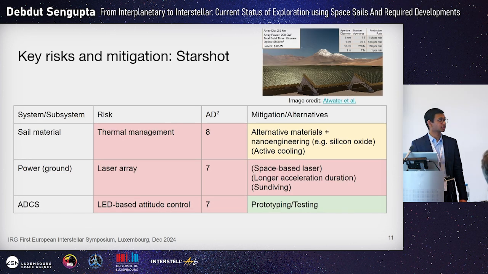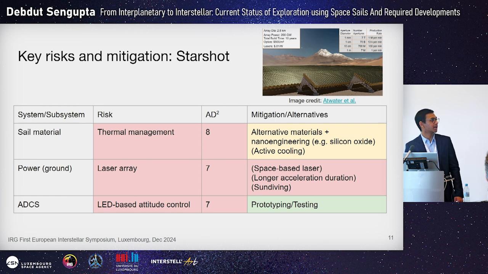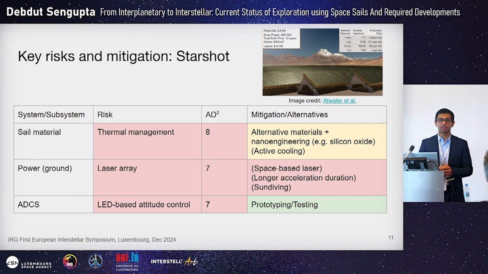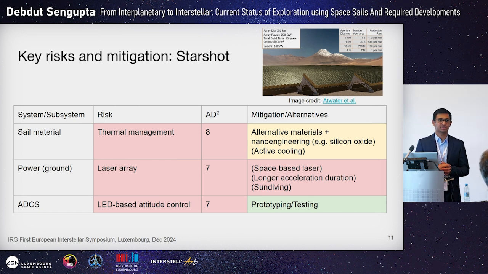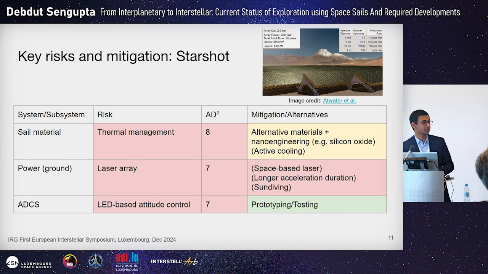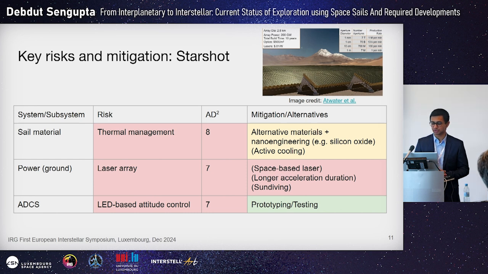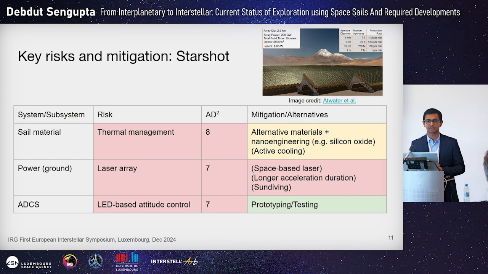So for Starshot, again, the risks are quite high, and these are the main risks identified from the study. So the sail material, in terms of thermal management, there are quite high risks because the absorptivity is quite low of the current suggested materials, but the emissivity is still not at the required levels, according to the author's knowledge. And alternative materials have been proposed, as well as coatings. So there are other options available, and this is an active field of study.